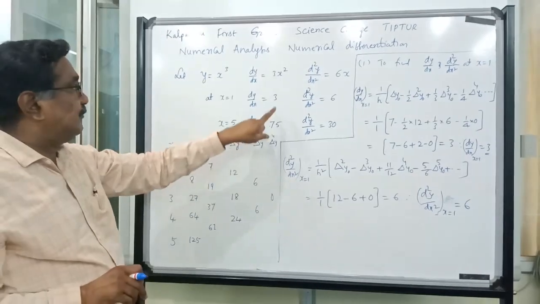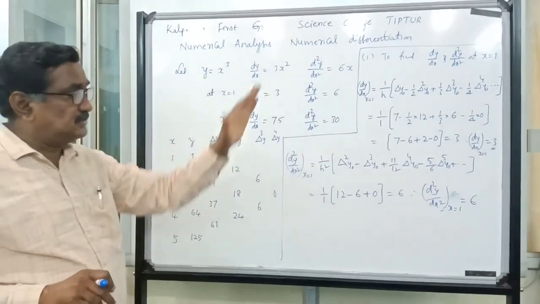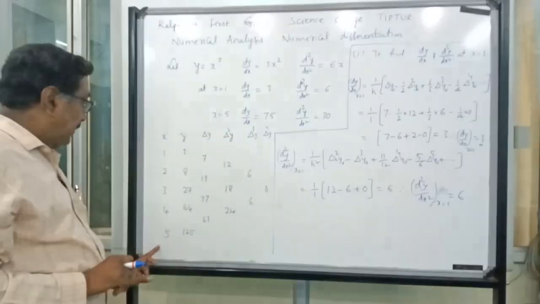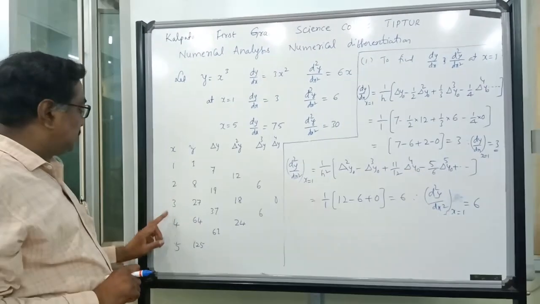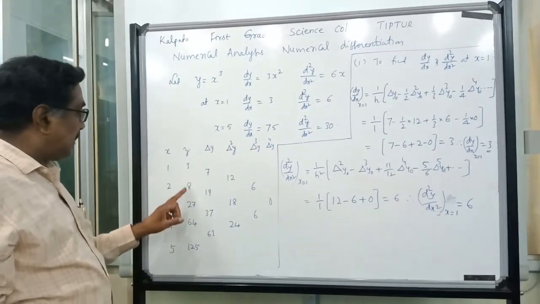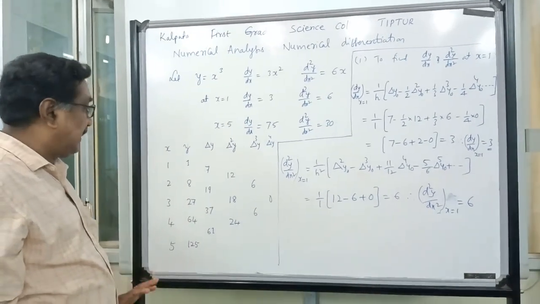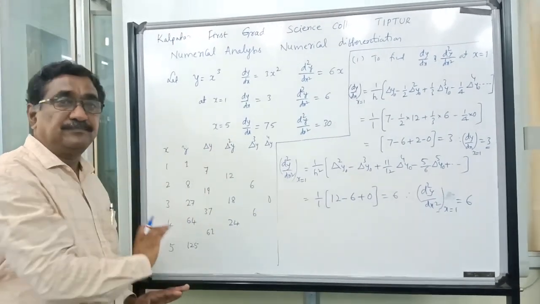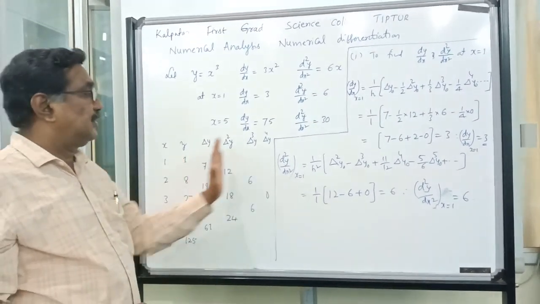We should get the same values 3 and also 6 in this chapter also. So here, for the given set of values, x equal to 1, 2, 3, 4, 5, the corresponding values of y are 1, 8, 27, 64, and 125. For the given set of values, construct the forward difference table.